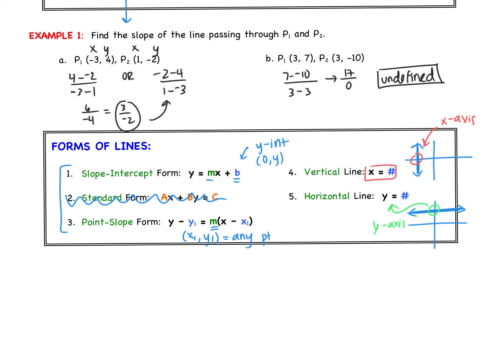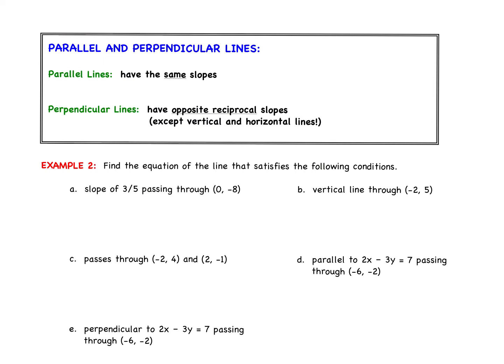Okay, we have one other thing to review before we do our examples. Next thing to review is the difference between parallel and perpendicular lines. Parallel lines have the same slope. What does it mean for lines to be parallel? They don't intersect.